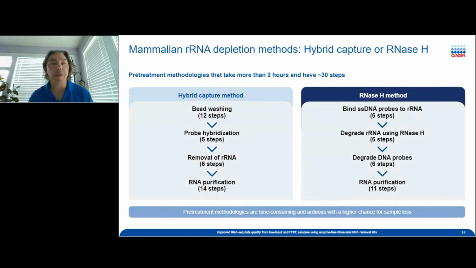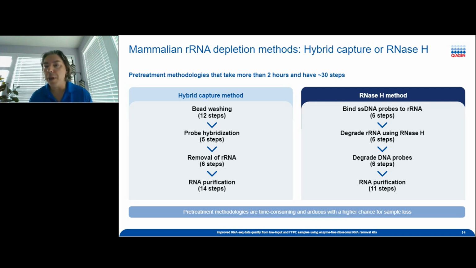The traditional way of removing ribosomal RNA: on the left-hand side, I have what I call the first generation of ribosomal RNA removal. These were hybrid capture methods. On the right-hand side, I call it the RNase H method. This is what a lot of the newer strategies are using. Both of these methodologies are pre-treatments, where you take your RNA, manipulate it, and then use that to do your fragmentation and then your cDNA synthesis. In both cases, there's usually about 2 hours spent, and most of them have over 30 different steps involved.